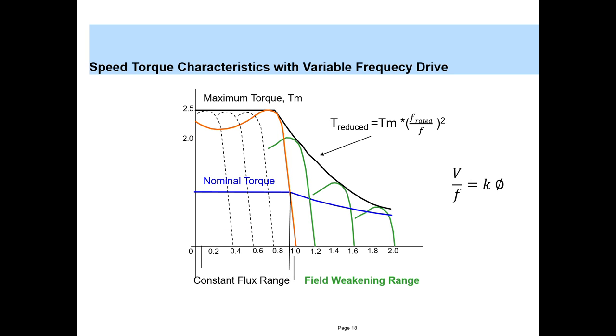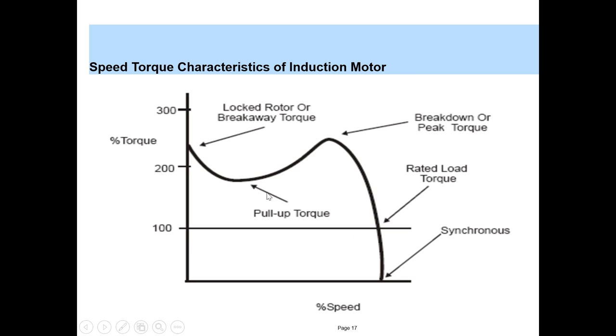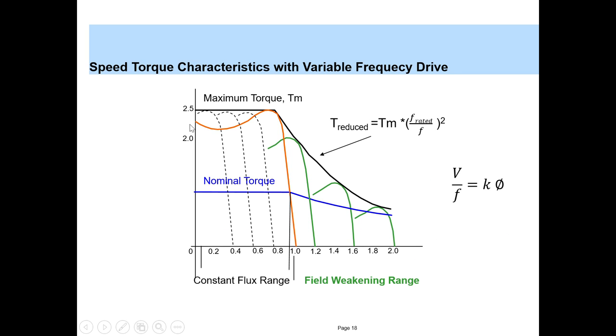Next, let us see what happens when we have a drive. You have a similar characteristic curve, and you can see there are many curves. Each curve corresponds to a particular frequency. What this essentially means is that you have a number of operating points at different frequencies. This orange line that you see is the speed torque characteristic at base frequency. This is at 0.8 of the base frequency, and the green lines that you see are respectively at 1.4, 1.6 and 2.0 times the base frequency.